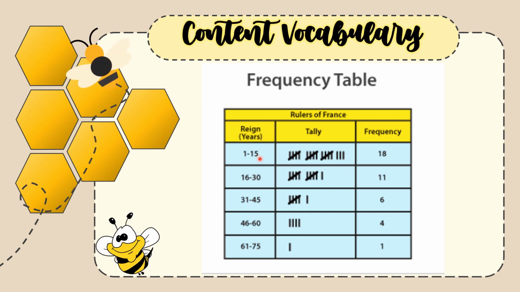So I have here a frequency table about rulers of France. For this column, we have the reign, or the years in which each ruler ruled France. So you have here 1 to 15, 16 to 30, 31 to 45, up to 61 to 75 years. So this is the tally of how many rulers ruled France for that specific span of years. So we have here 18, 11, 6, 4, and 1.